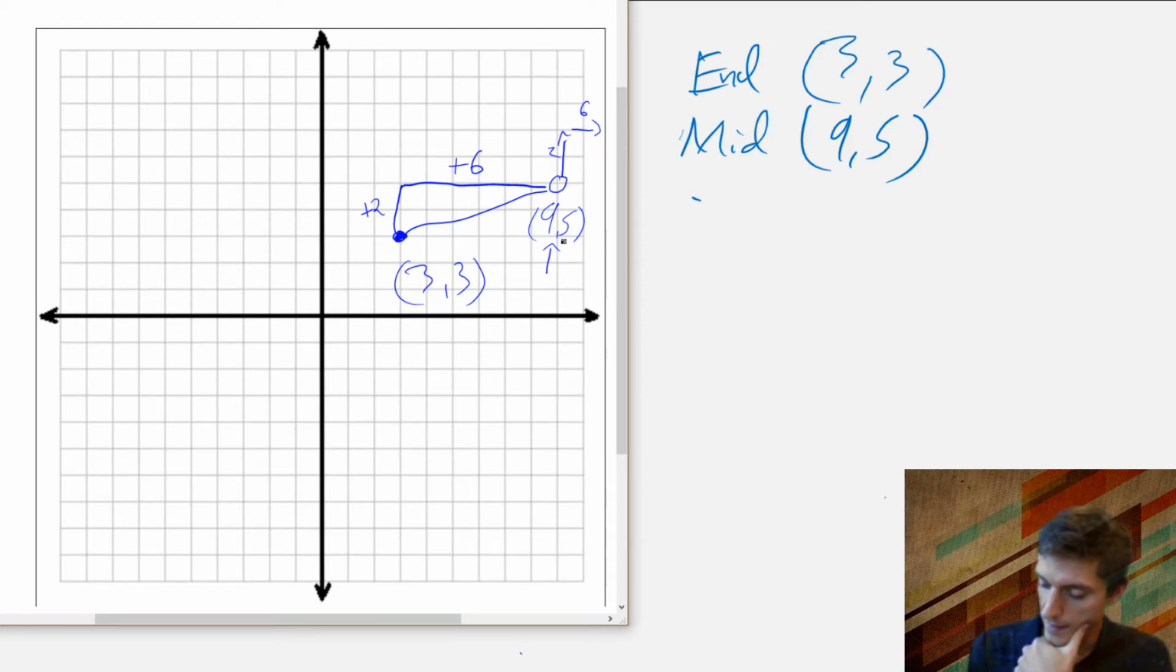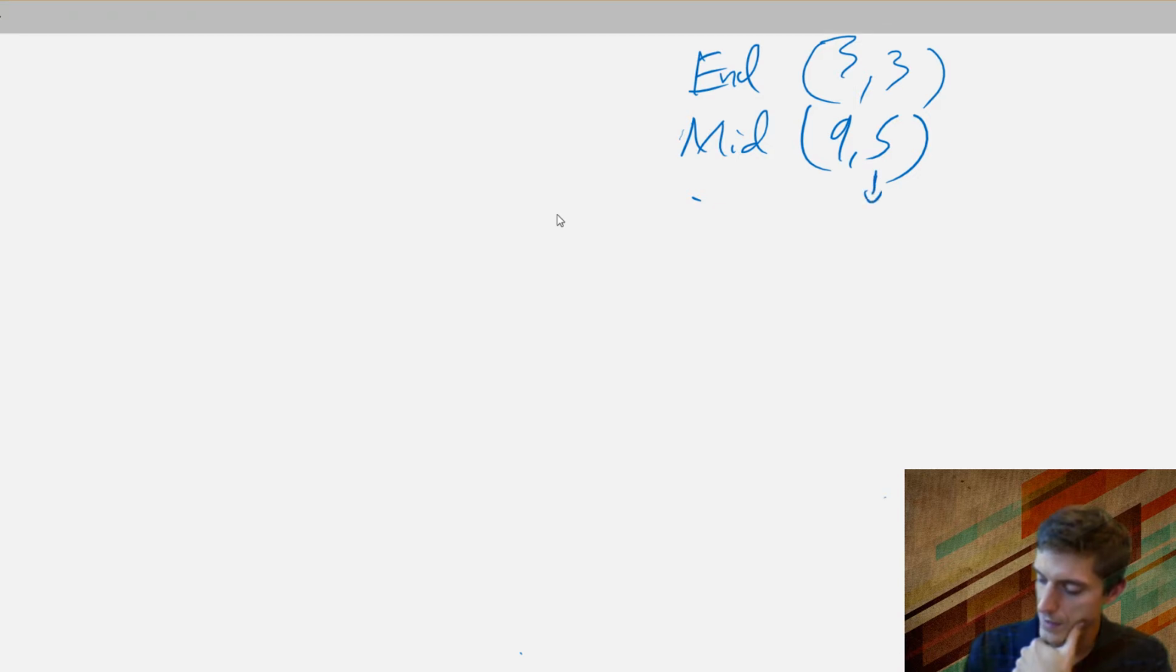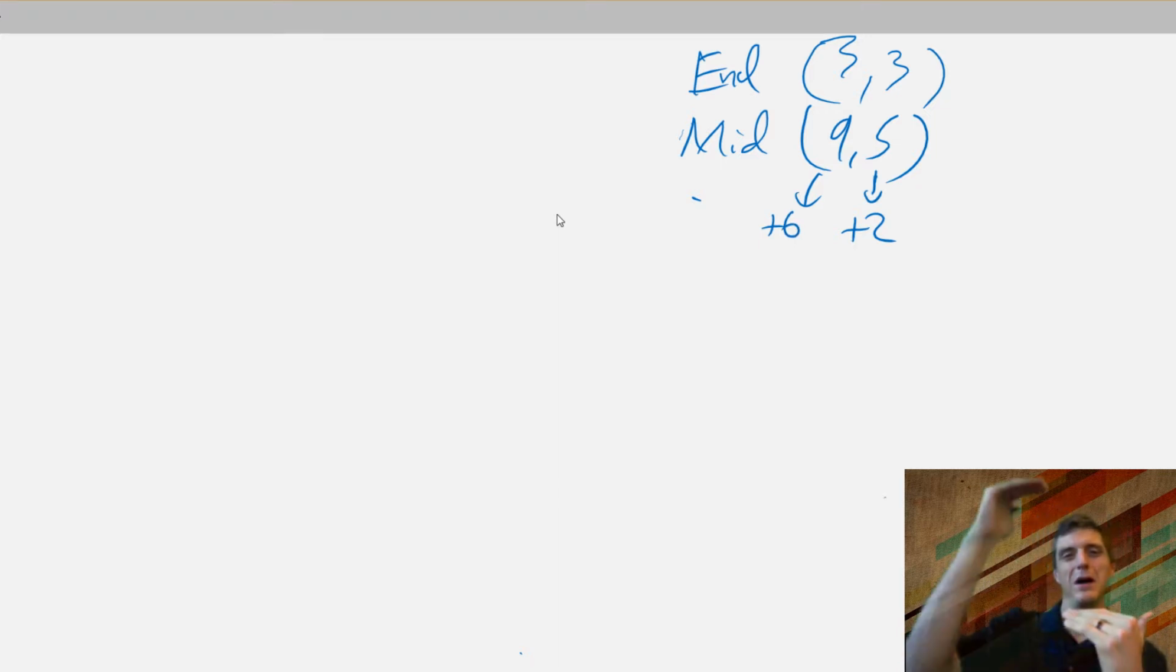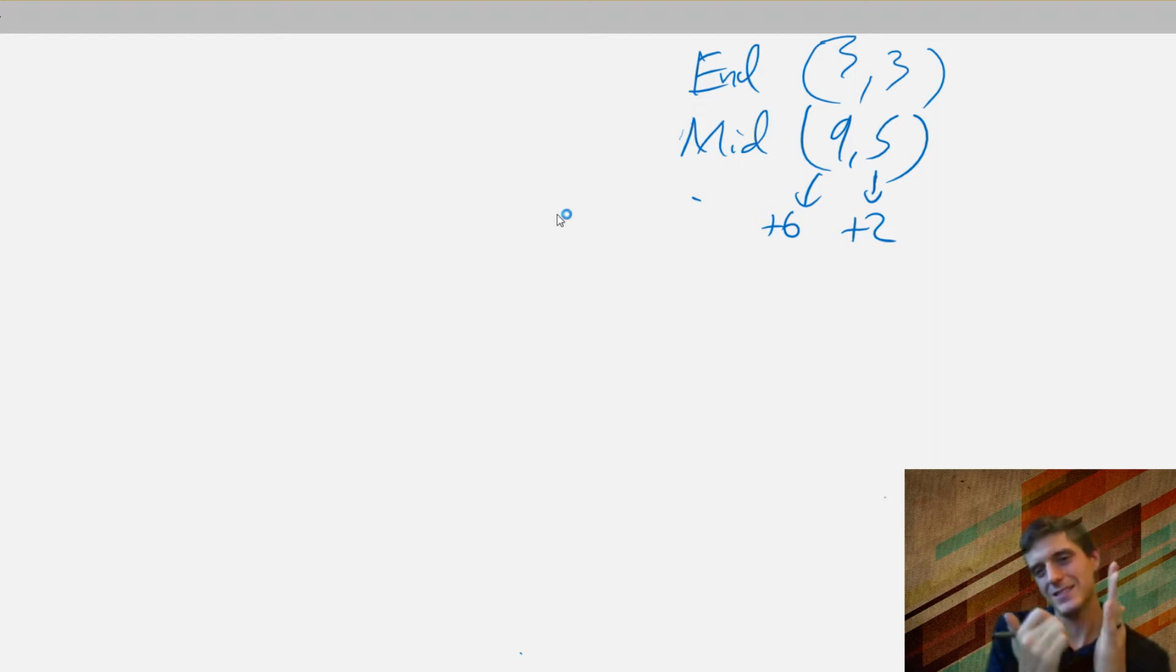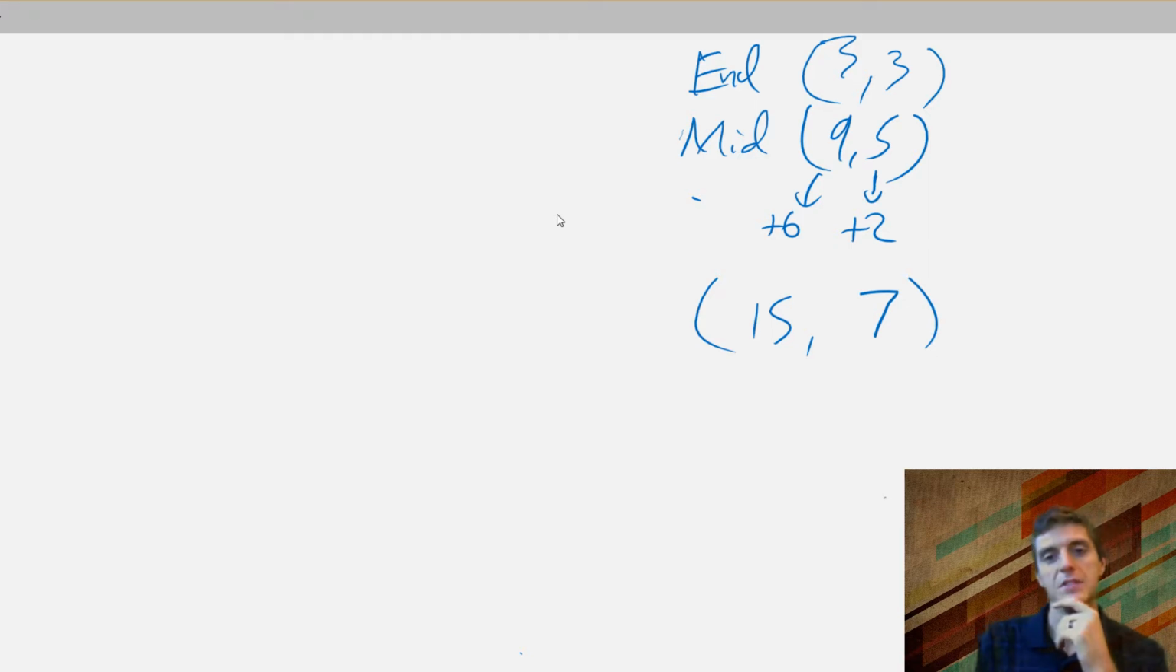Well, the up 2 is a measure of y, right? And the right 6 is a measure of your x. When I'm talking about up, I'm talking about rise. It's a y value. When I'm talking about plus 6 going right 6, that's that direction. So I can figure out that this is (15, 7).